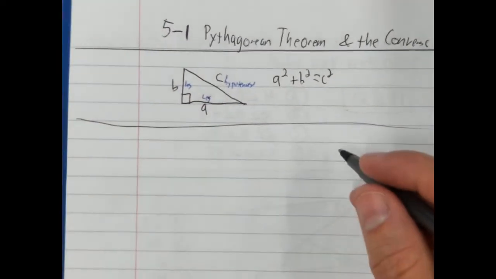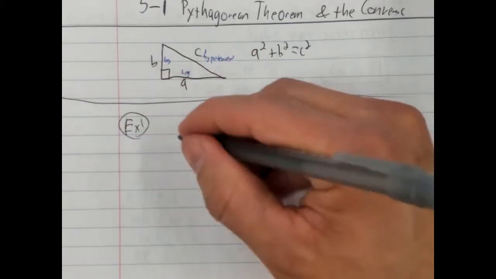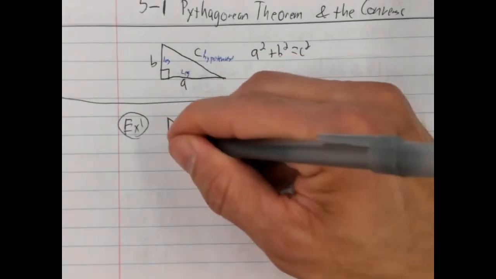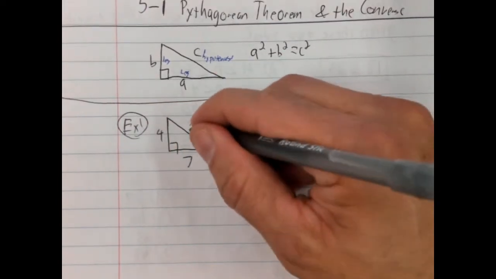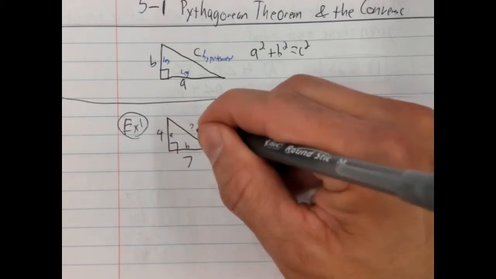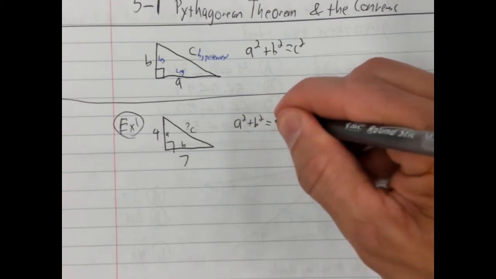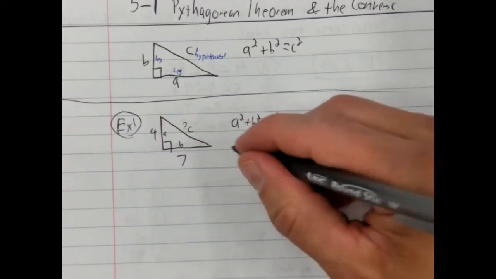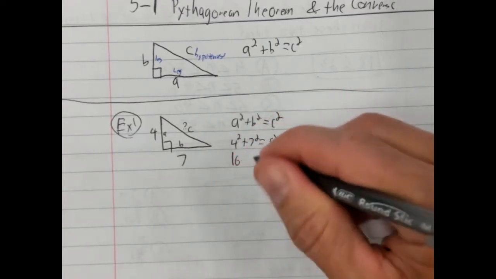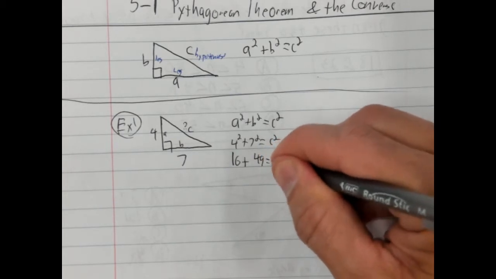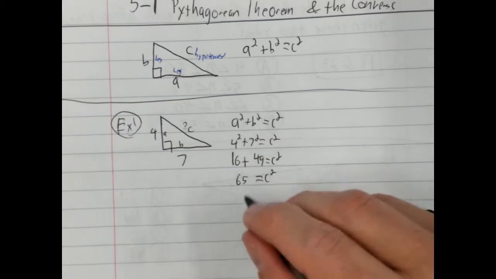All right, so let's do an example of this. Let's start off with a right triangle. We're told it's a right triangle, and we have 4 and 7 here, and we don't know what this is. So we can identify 4 and 7 as our legs, okay? I always like to write my formula because it helps me remember it. I'm going to plug these numbers in. So 4 squared plus 7 squared equals c squared. 4 squared is 16. 7 squared is 49. We add those together and we get 65. So we have 65 equals c squared.